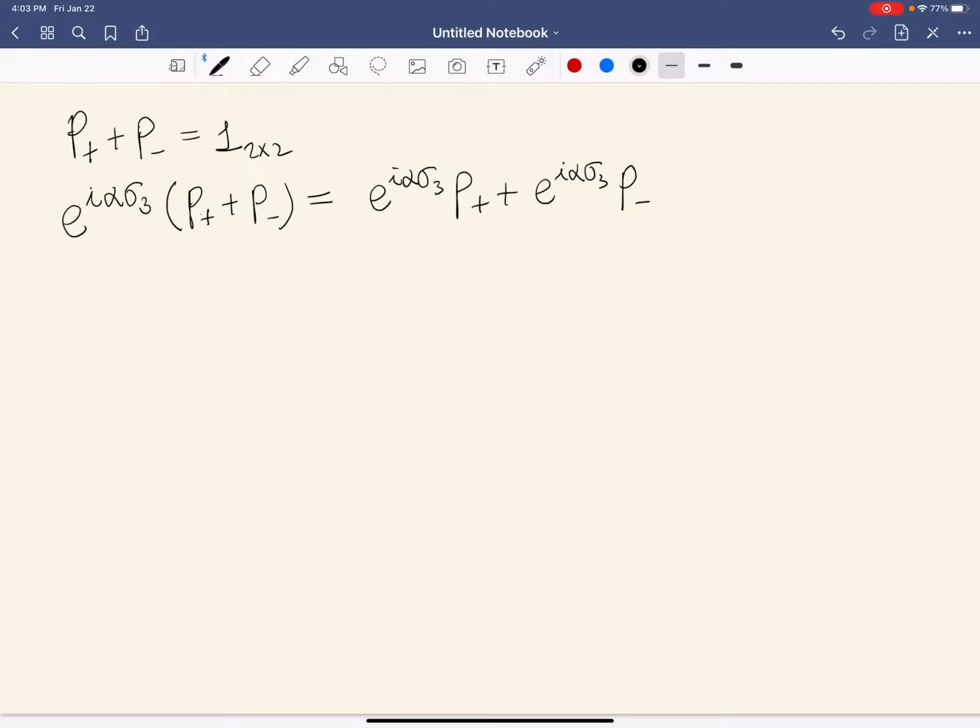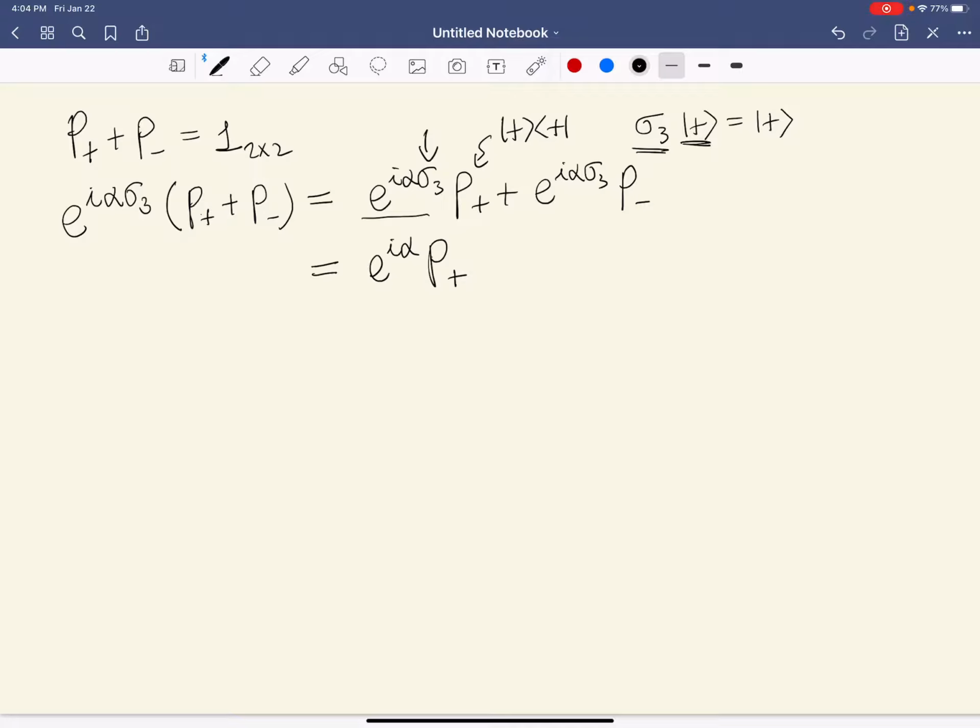Okay, now here is a nice feature. Once you are in this plus sector, I know that sigma 3 acting on the plus state is going to give me a plus. So plus is basically the eigenstate of sigma 3. What that means is that I can simply replace this operator by its eigenvalue. Since its eigenvalue is 1, I can just replace this exponential thing by an exponential number.